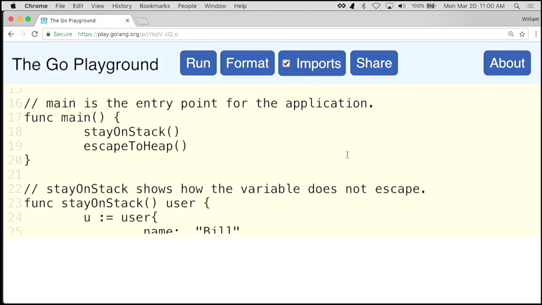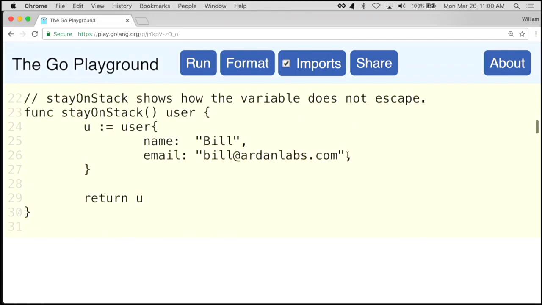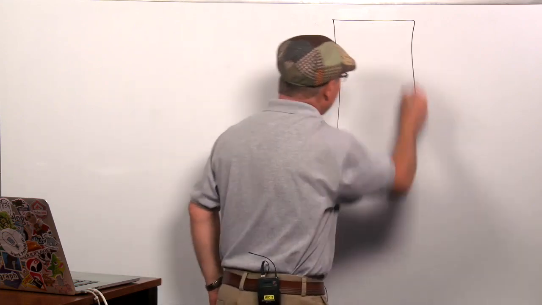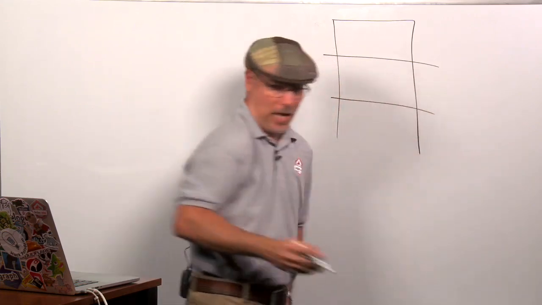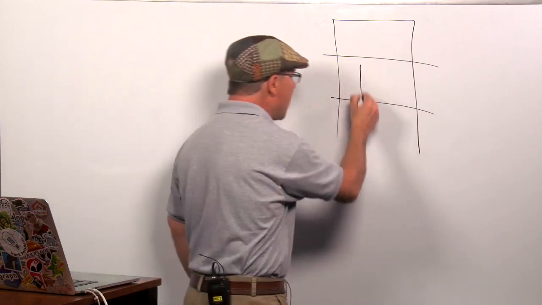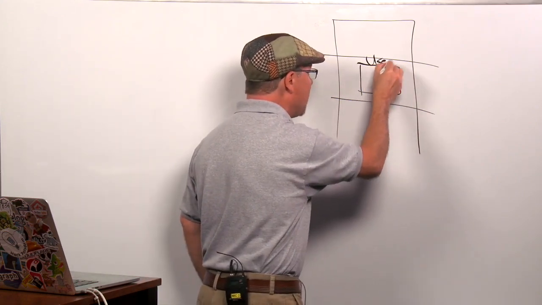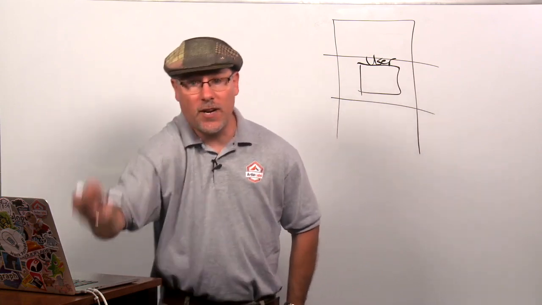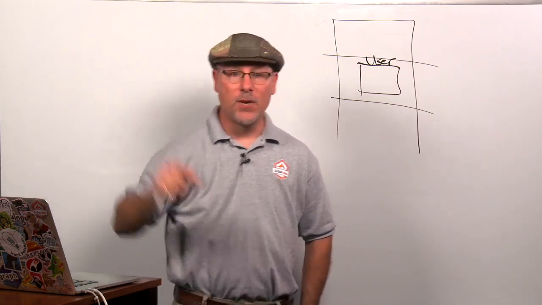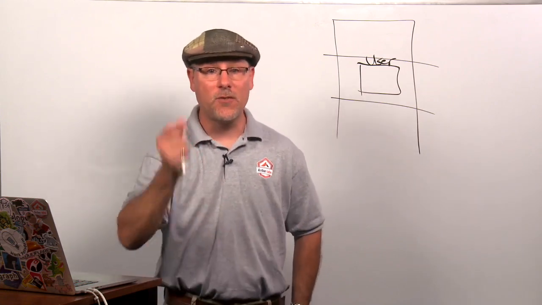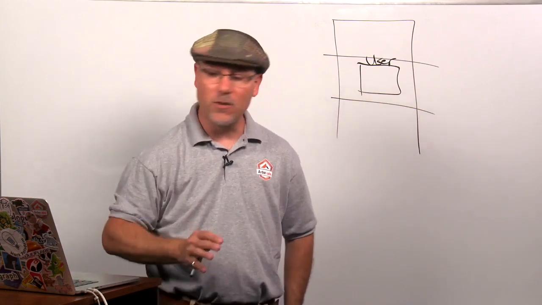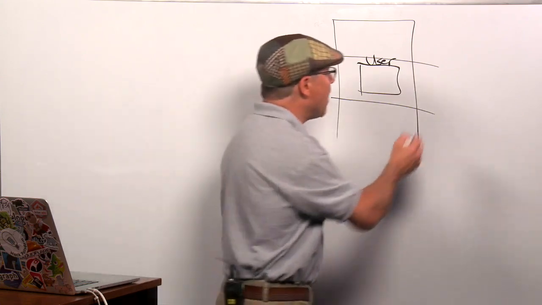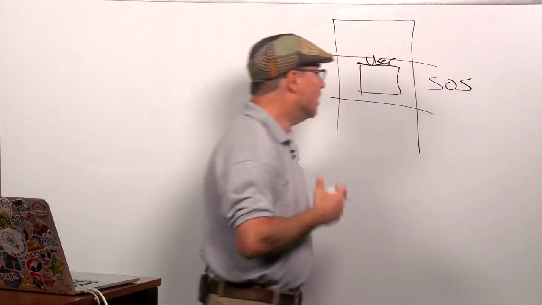Now, the first function, stay on stack, is very interesting. What does it do? Well, we go ahead and we create a value of type user. Now, we know the size of a user value at compile time. It's 2 strings, 4 words put together. We know the size. Because we know the size, the compiler can absolutely put this user value on the stack frame for the stay on stack function. There it is.